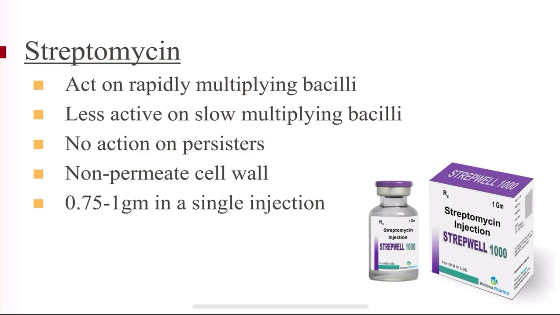Streptomycin is less active against the slow multipliers. It will act more rapidly on the multiplying bacteria, but it is comparatively less active on the slow multipliers. And streptomycin has no action on the persisters, so it has no action on the dormant bacilli present in the lesions. It does not permeate the cell wall.